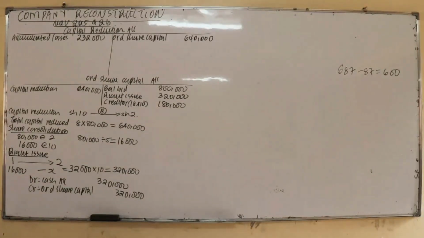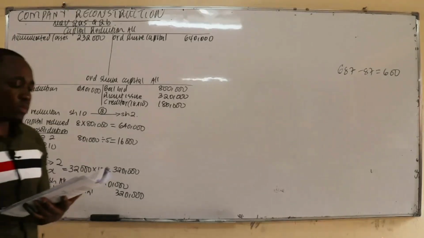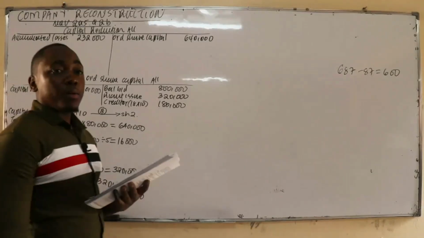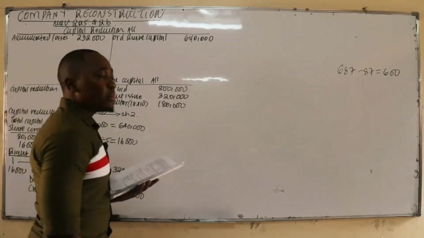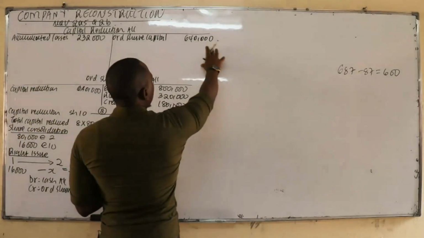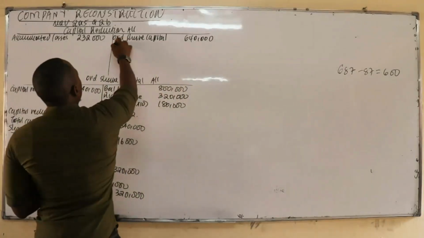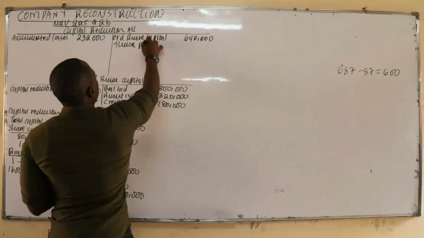Number 5. The credit balance of share premium account and the accumulated losses and goodwill are considered valueless and are to be written off. The credit balance of the share premium account, why do you factor the share premium? Share premium is part of the reserves, right? Go back to your format. You say that you credit. So we have share premium. How much was the amount?